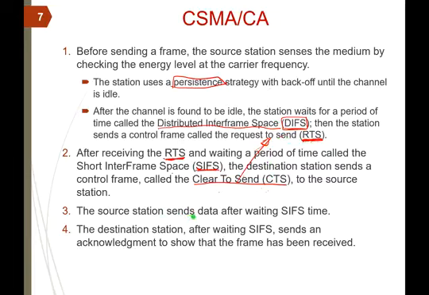The source station sends data after waiting SIFS. So when the source receives the CTS, it will not send data immediately. It will wait for SIFS, and then send the data to the destination. The destination, after waiting SIFS, sends an acknowledgement to show that the frame has been received.